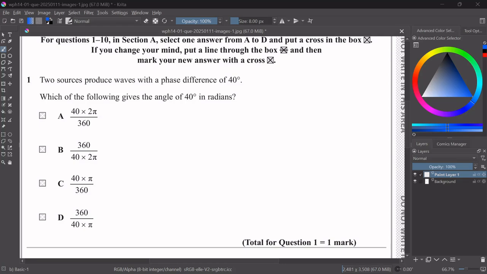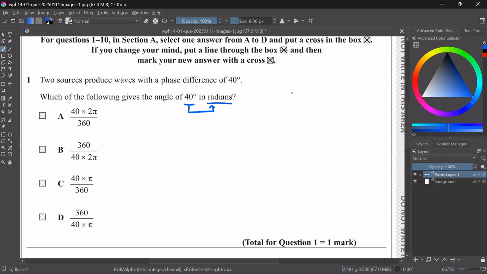Okay, so we have a question right here. It says two sources produce waves with a phase difference of 40 degrees. Which of the following gives the angle of 40 degrees in radians? Now this question is simply asking us if we can convert this 40 degrees into radians, right?